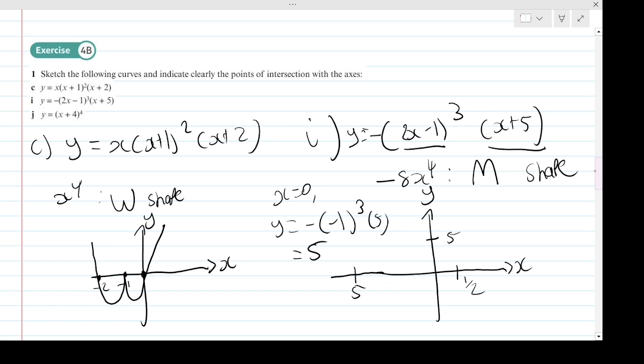Lastly, what type of roots are we dealing with? We labelled it all, but we need to know what type of roots to look for. So this is a triple bracket, so it's going to be a point of inflection, which looks like x cubed, remember? It's going to level off at a half, then slowly climb back up again like that. And the minus 5, it's just going to pass through it because that's a single bracket. So with all that in mind, it has to look like this M shape.